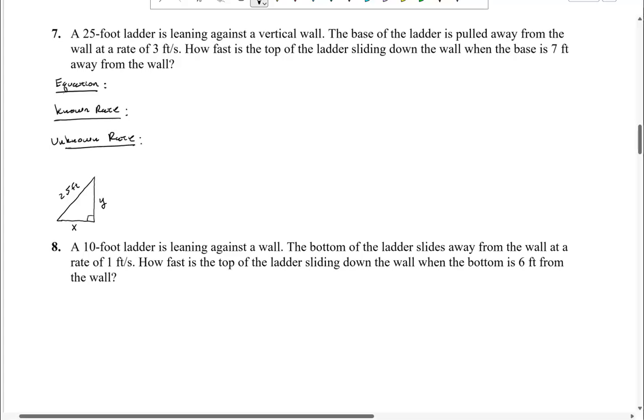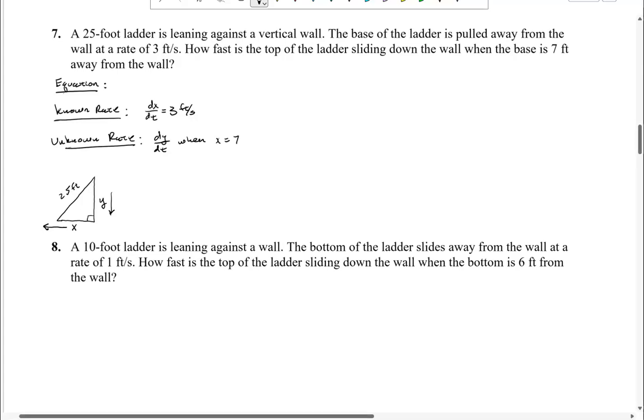In the question, we're being told that the base of the ladder is pulled away from the wall at a rate of 3 feet per second. So our value x is going in this direction at 3 feet per second. So that means that we have a dx/dt, the rate of change in x with respect to time, is 3 feet per second. And the question wants us to find how fast the top of the ladder is sliding down the wall. So that means we're going down this way. So we're looking for a rate of change in y with respect to time when the base of the ladder is 7 feet from the wall. So that's when x equals 7.